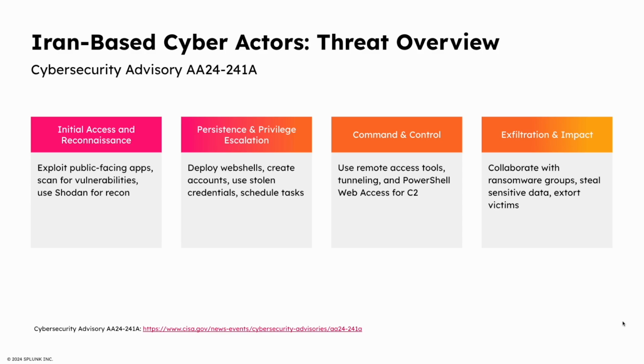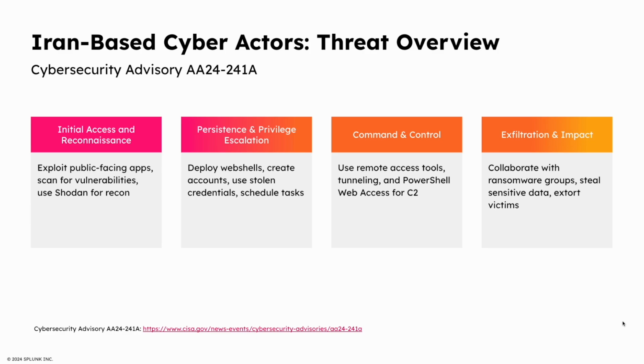Their persistence or privilege escalation, part of their TTPs here, they would deploy web shells on these perimeter devices. It could even be appliances on the edge. This group is kind of known for moving around out there, gaining access to VPNs and whatnot, creating accounts, using stolen credentials, performing or using scheduled tasks and things like that. And then the piece where the advisory kind of lightly covers, they use remote access tools, something like ngrok.